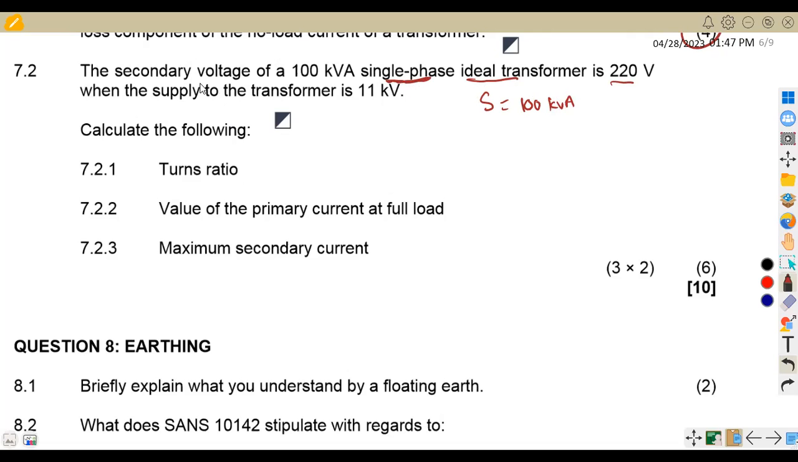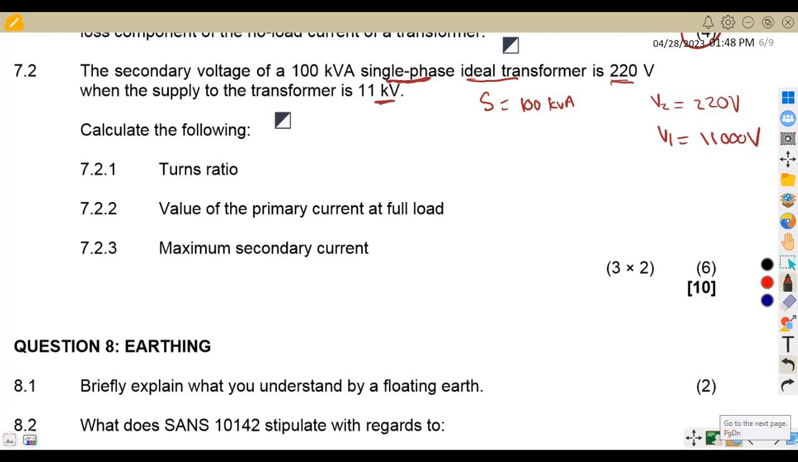The secondary voltage is 220 volts, which is V2, or you can write it as VS. While the supply is 11 kV, so the supply is your V1. This is your input, which is 11,000 volts. Kilo means 1,000, so that's 11,000 volts.